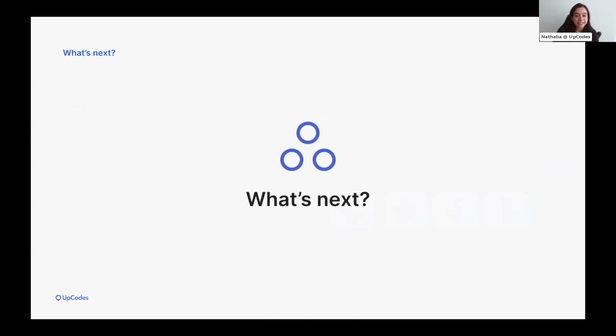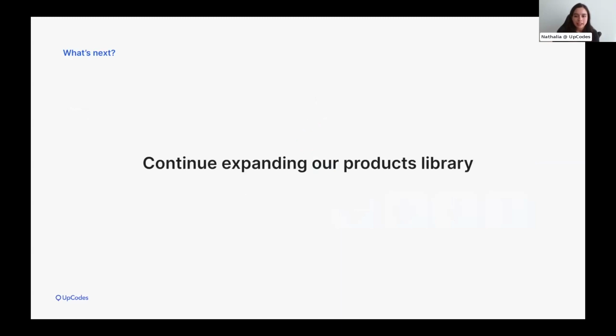But this doesn't end here. We're working hard on improving this feature. So let's take a look at what's next for our products library. Right now, we have approximately 70,000 products, and our goal is to continue growing our library by adding more products and making sure we host all the relevant information for each product.